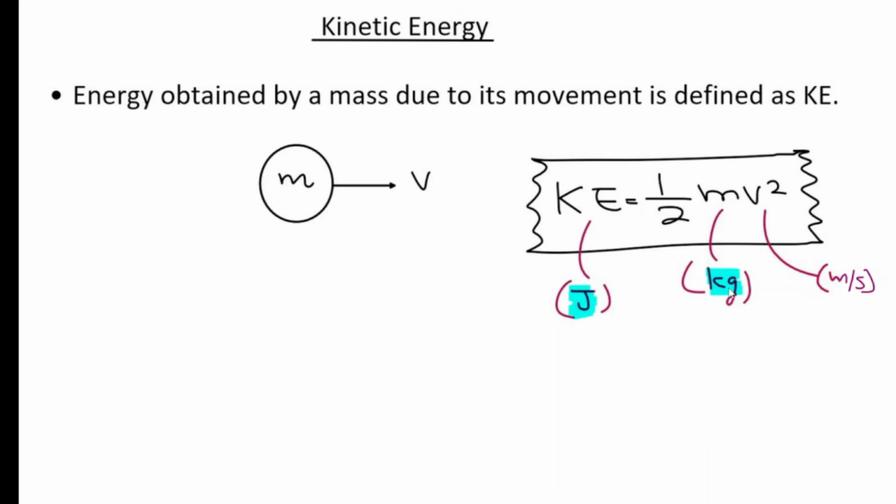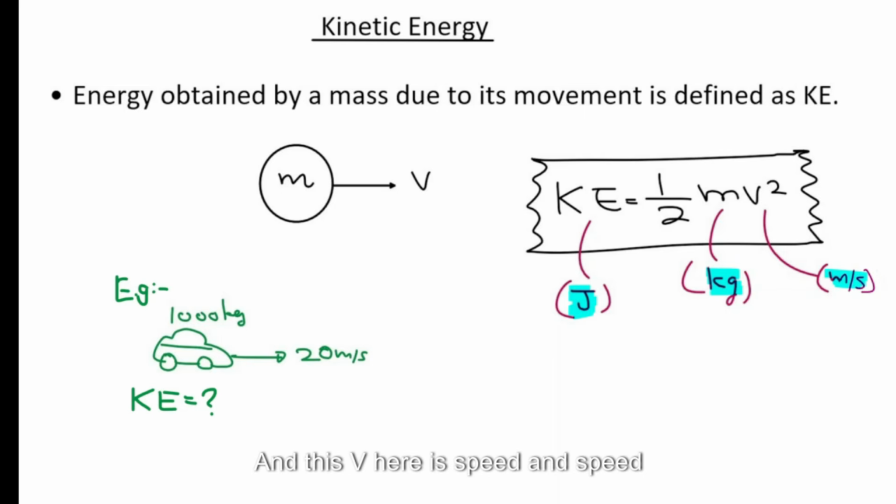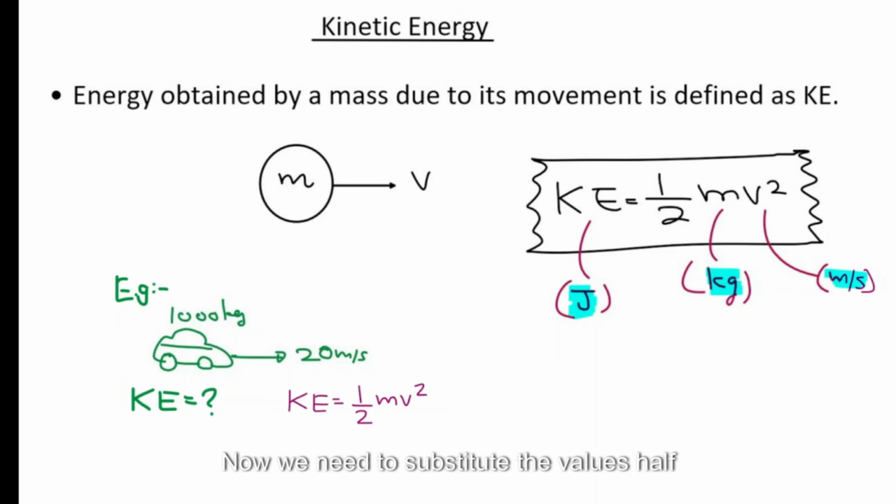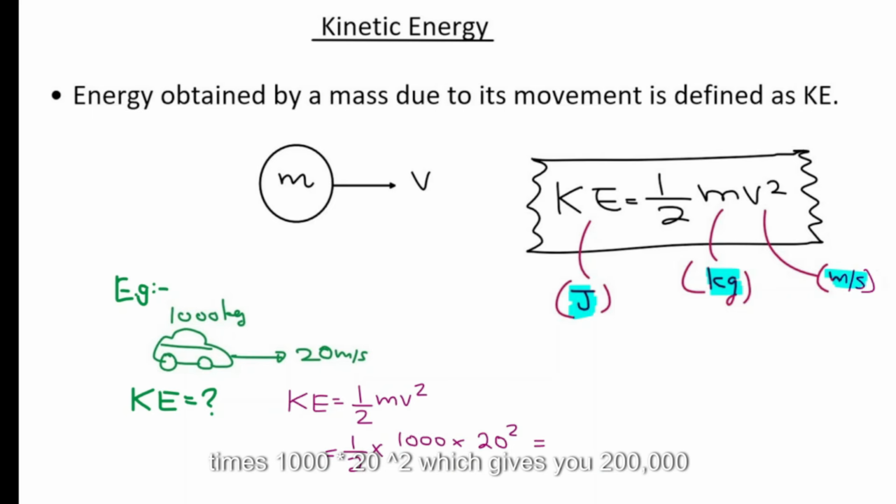Half is a number. Mass is measured in kilograms. If they gave it in grams, you have to divide it by 1000 to do the conversion. And this V here is speed, and speed is measured in meters per second. So step 1, the formula: KE equals half mv squared. Now we need to substitute the values: half times 1000 times 20 squared, which gives you 200,000 joules.